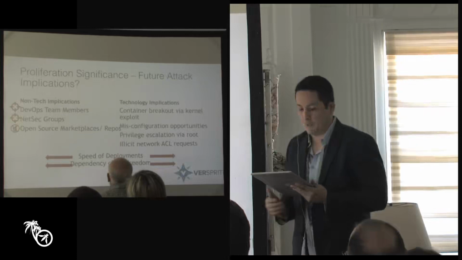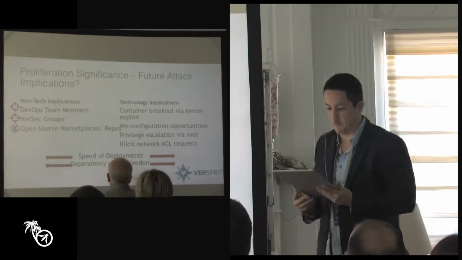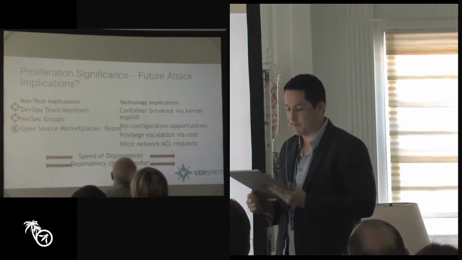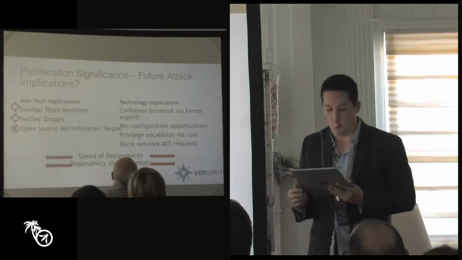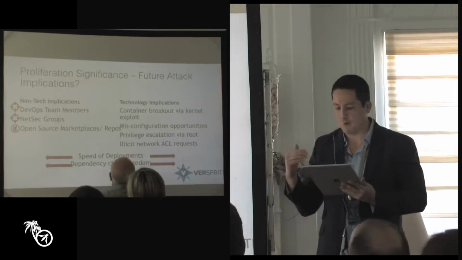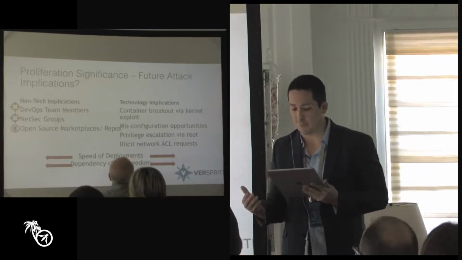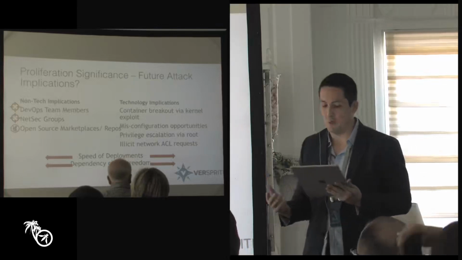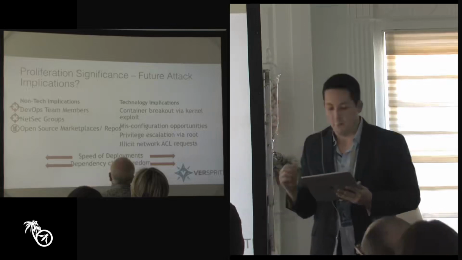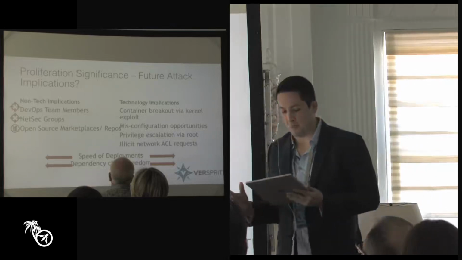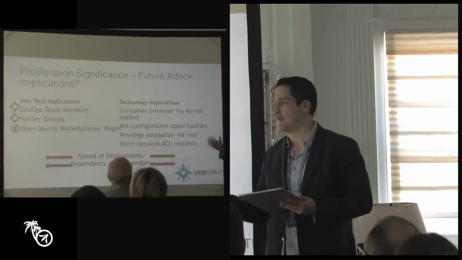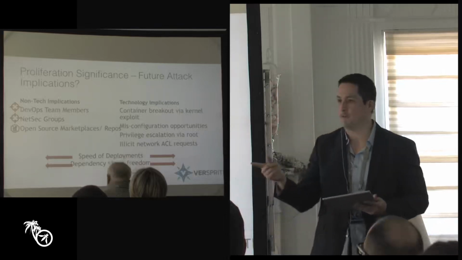Okay. Proliferation significance, future attack implications. Non-tech implications, and we'll talk a lot about this today: DevOps team members, network security groups, open source marketplaces and repositories. Technology implications that have actually happened to some degree: container breakout via kernel exploits, misconfiguration opportunities, privilege escalation via root, and illicit access control requests. At the bottom here, you see speed of deployment and dependency check freedom, the openness of the movement.